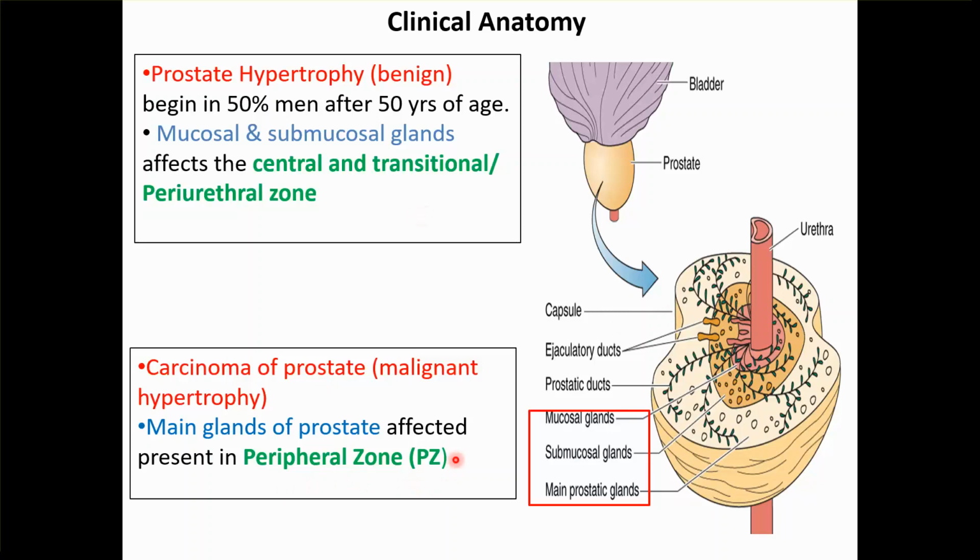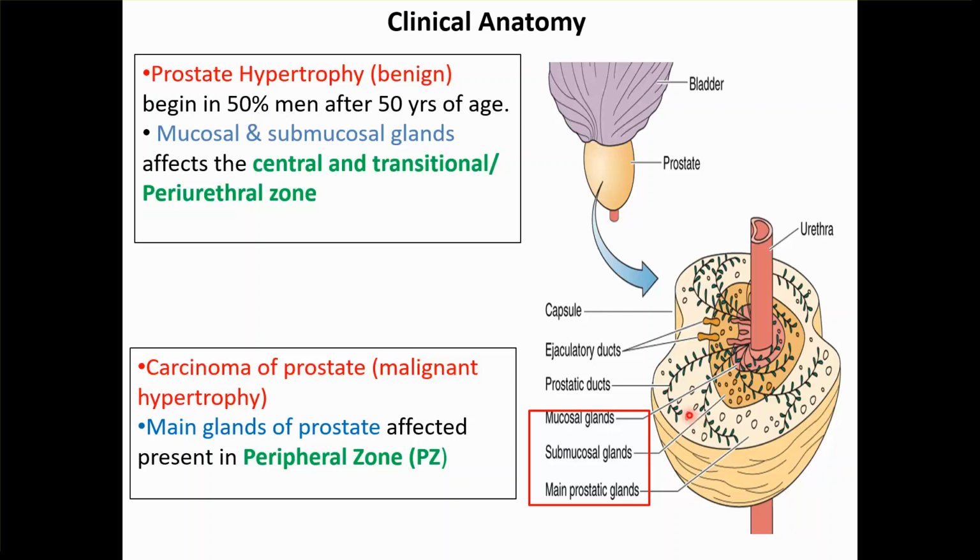If you would like to compare the symptoms for the two cases, in benign hypertrophy of the prostate you will find symptoms related to constriction of the prostatic urethra. So he will have difficulty in micturition, initiation of micturition, and so on. Whereas in carcinoma of the prostate, as it starts at the peripheral zone, the symptoms may appear quite late.